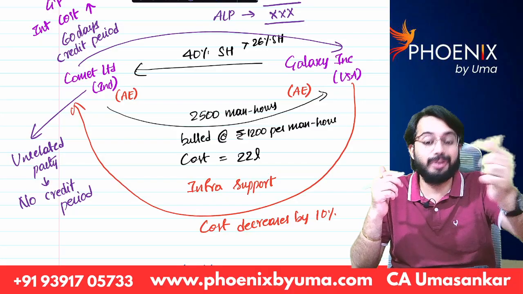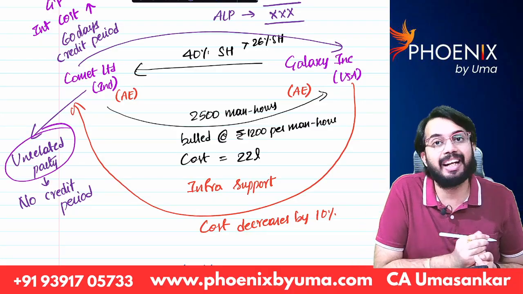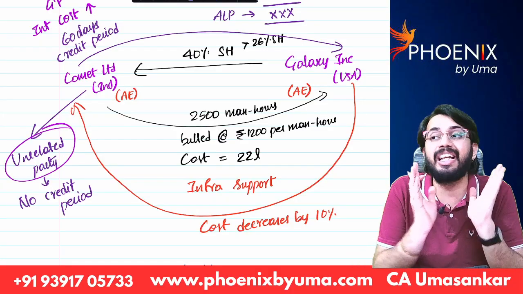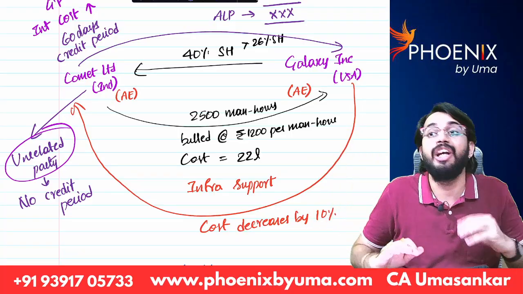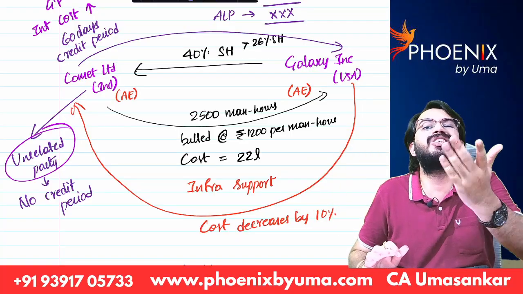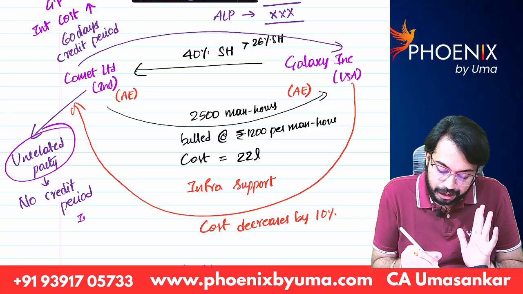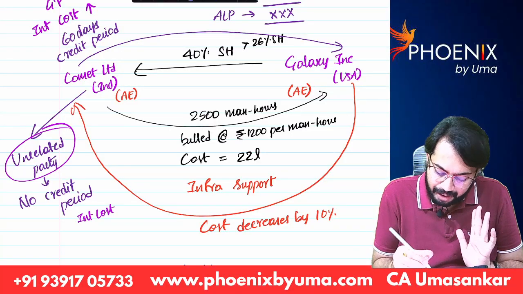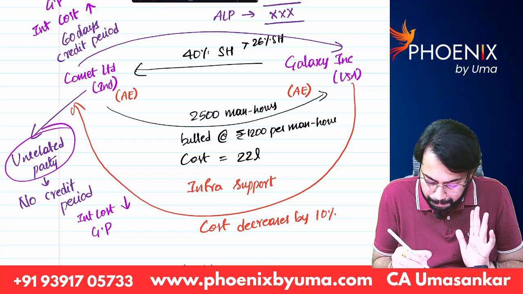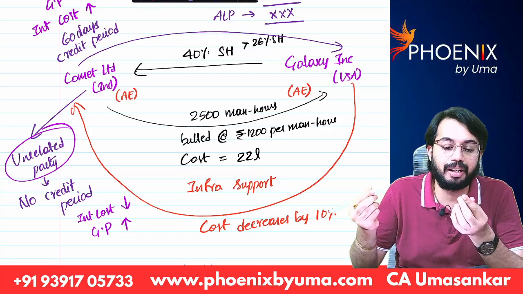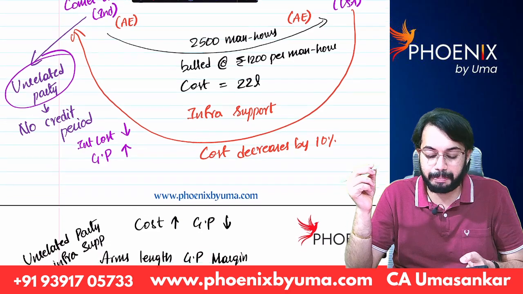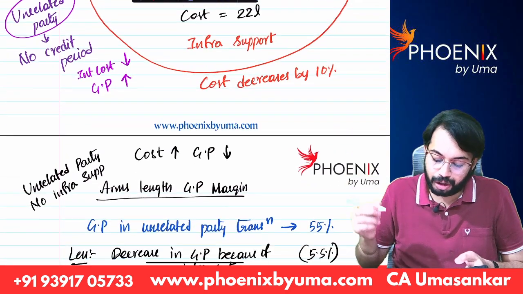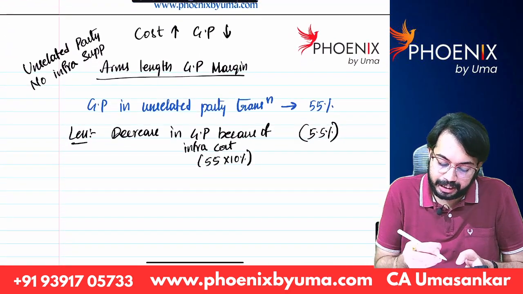But whenever you do transaction with unrelated party, you are not giving credit. Immediately you are getting money. Are you giving credit? You are not giving credit. If you are not giving credit, there is no interest cost for you. So interest cost decreases. Whenever interest cost decreases, GP margin increases. Are you able to understand? Interest cost decreases and GP margin increases. So how much is the increase in GP margin?